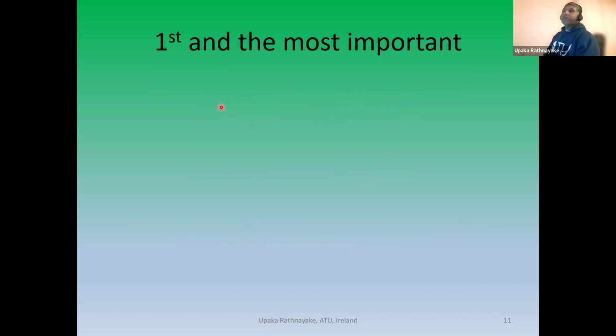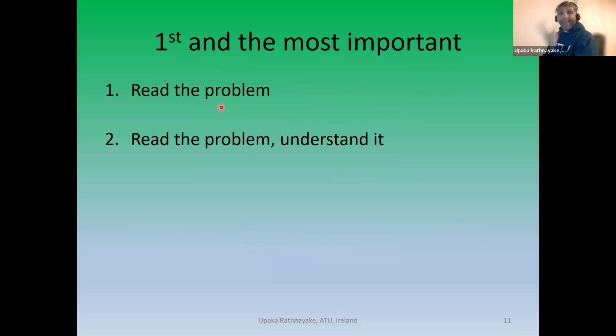So we are assuming we have a particular problem to develop. First and most important, this is our first step: you have to read the problem. Read the problem properly. Second, again read the problem and understand it. That's another important aspect of this.